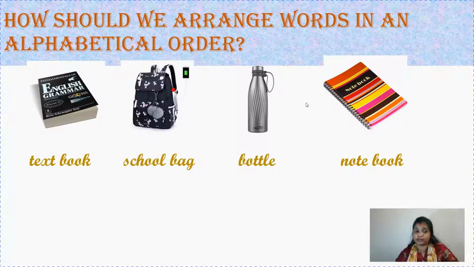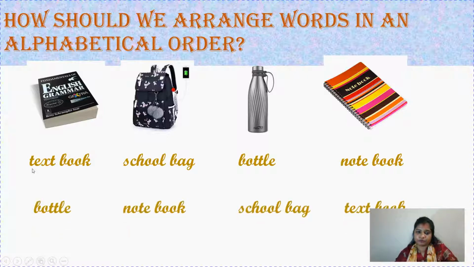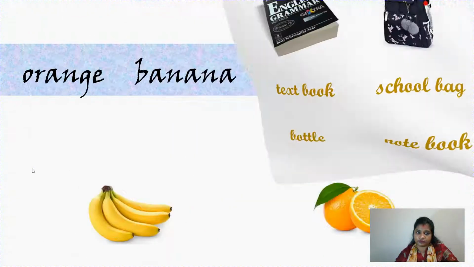Here we will check the first letter of each word. In textbook T, school bag S, bottle B and notebook N. So first you have to check that in T, S, B and N, which letter comes first. So obviously after A, B comes, so we will write bottle first. Then what is left? T, S and N. So M, N, O, P, N comes, so we will write notebook, and then S comes, so school bag, and then T comes. It was an easy example, but I will give you difficult examples also, just wait.